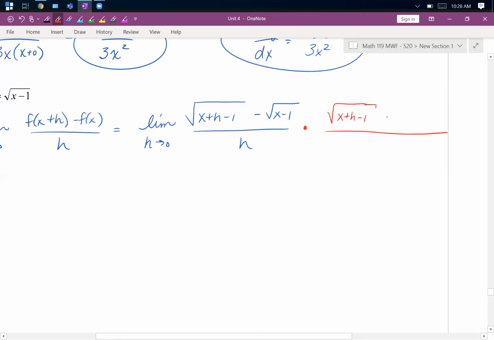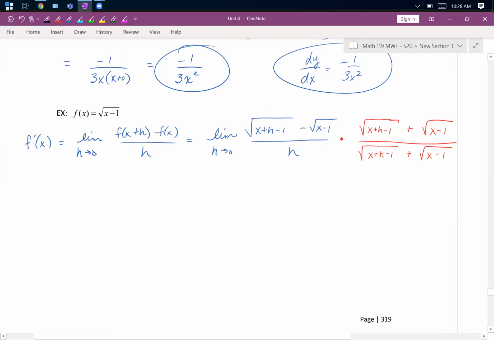And of course, it's going to be the conjugate of the top because I don't have a radical in the bottom. This is what will eliminate our radicals, so we can gain access to this h in the numerator and ultimately cancel it with h in the denominator. So this is going to be the limit as h approaches 0. With conjugates, all we have to do is multiply the first two together and the last two together.